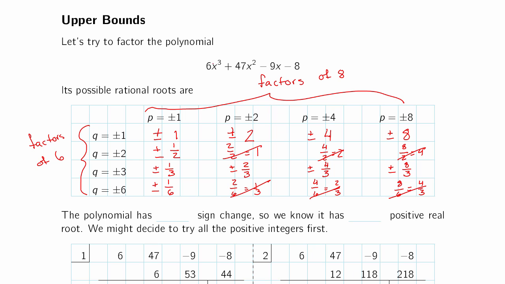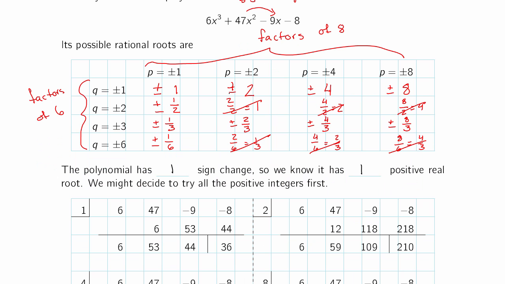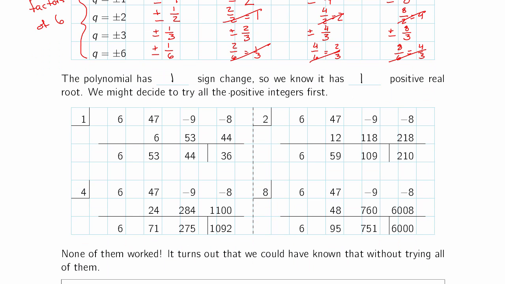That's a lot. Looking at the signs, we see that we have one sign change. We have one sign change, so we know we have one positive real root. Okay, well, we've got one positive real root. Let's try some positive numbers. And I like positive integers better than I like other positive numbers. So I might try all of the positive integers first.